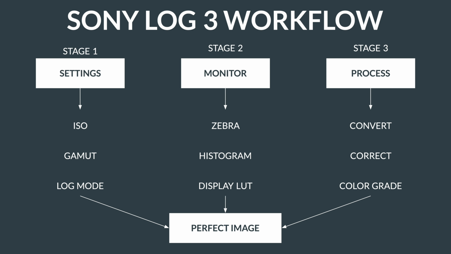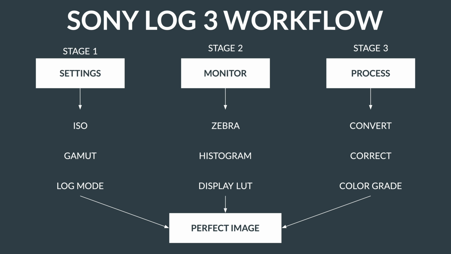Stage 1 is settings. Stage 2 is monitoring. And stage 3 is processing. In stage 1, we're going to be focusing on our camera settings, selecting the right gamut, selecting log mode, and confirming that we are shooting at the natural base ISO, which is 800 and 12,800. However, more on that later.